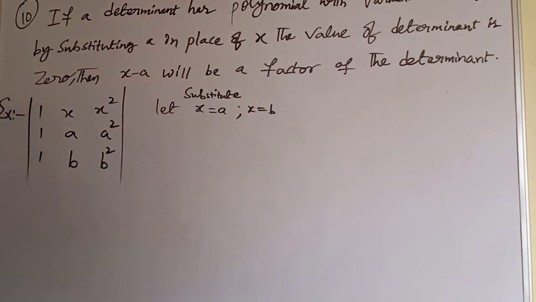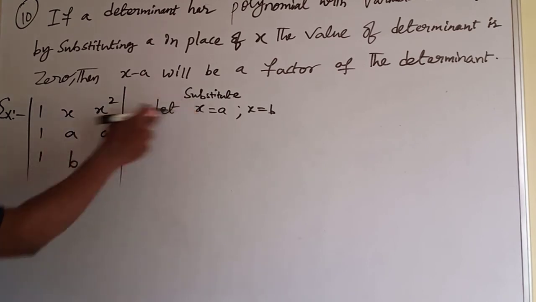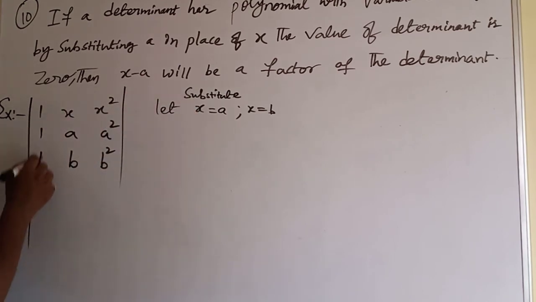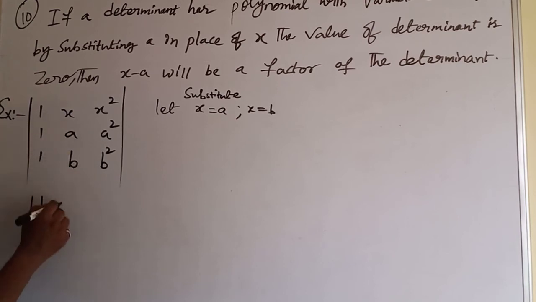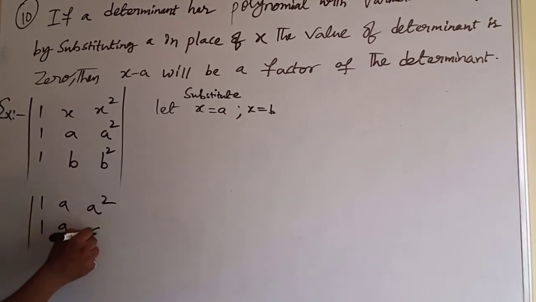So in one place x is equal to a, in one place x is equal to b, I need to think, then it is going to be easy for you so that you are able to solve each and everything. Okay. So first I'll take x is equal to a and I'll substitute, then you can understand what is our problem. So now if I substitute x is equal to a, what will happen? 1 x a square, 1 a a square, 1 b b square.